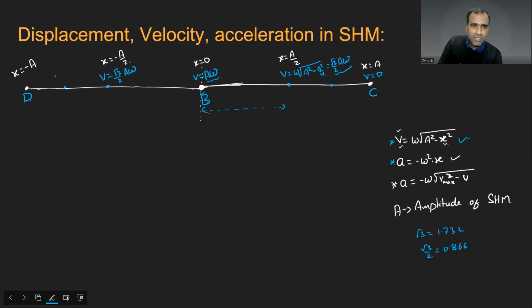So what is the velocity at the extremes? At the extremes, the velocity is always 0. Same distance from the mean position, B to C, whatever the distance from B to C, the same distance from B to D also. At the same distance on either side, the values of all three parameters, displacement x, velocity v, and acceleration a, have exactly the same magnitudes. Okay, fine.